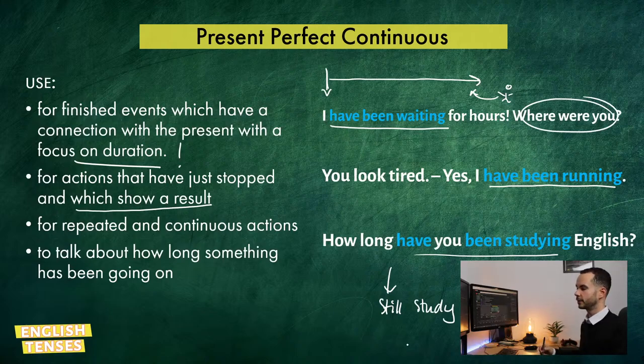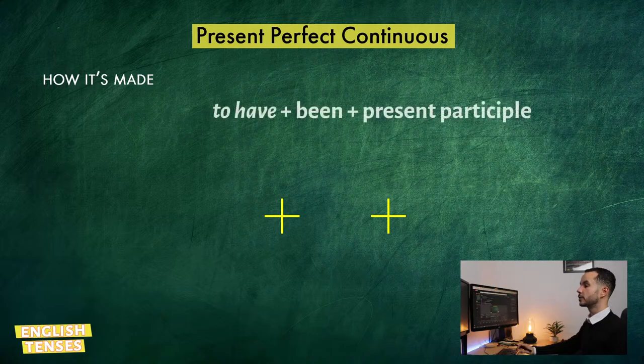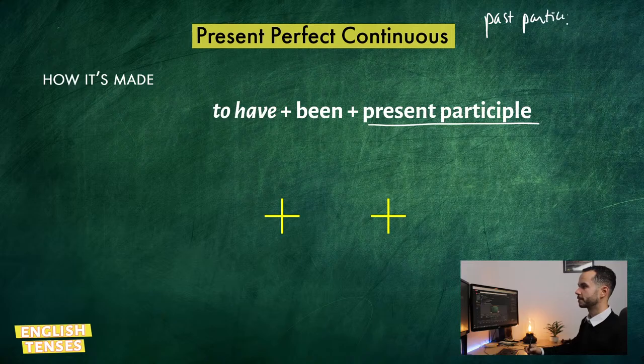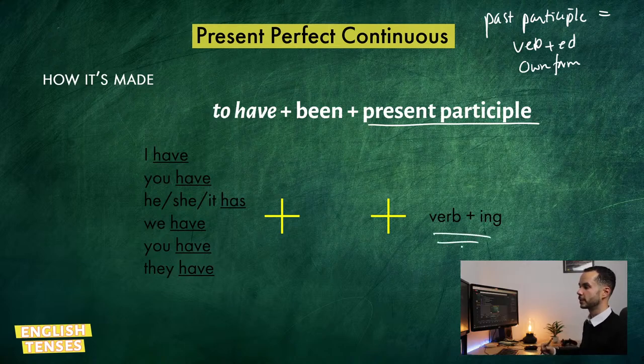I still study English. I'm still studying English. How do we make present perfect continuous? Well, we do this with to have plus been plus a present participle. Again, present participle. Past participle is verb plus ed, or its own form. And the present participle was verb plus ing.